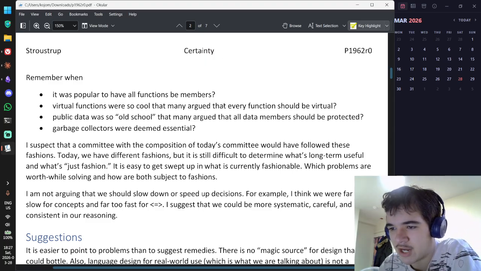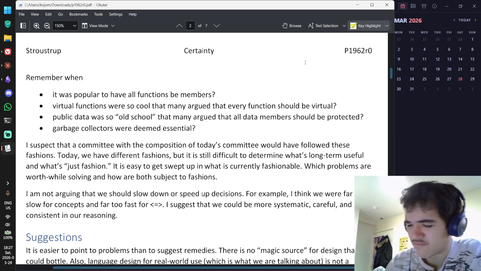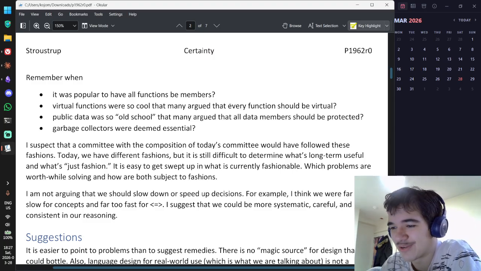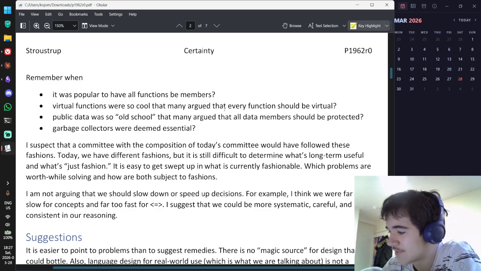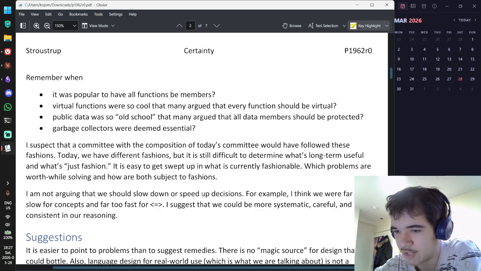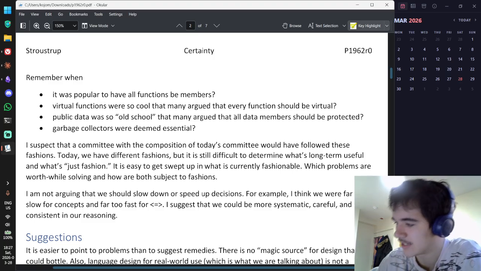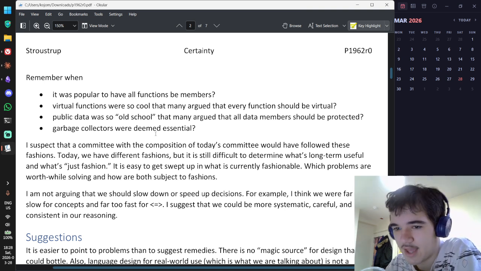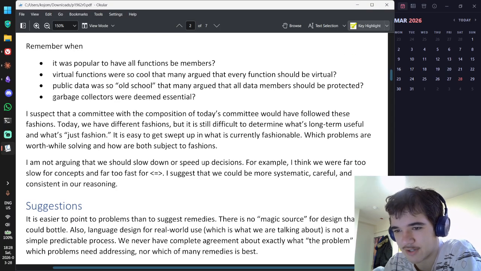Virtual functions were so cool that many argue that every function should be virtual. What? It's extremes here. Public data was so old school that many argued that all data members should be protected. Yeah, I've seen modern forum posts where people talk about defining getters and setters for everything, regardless, because they might want to change the interface later. Fair enough, but goddamn, it's too much. Garbage collectors were deemed essential. They weren't. That's crazy. That's shocking.